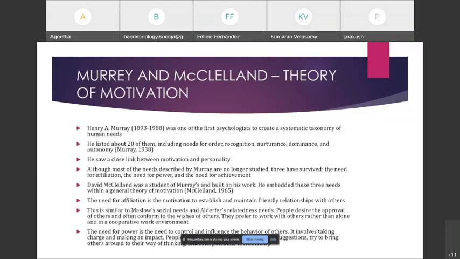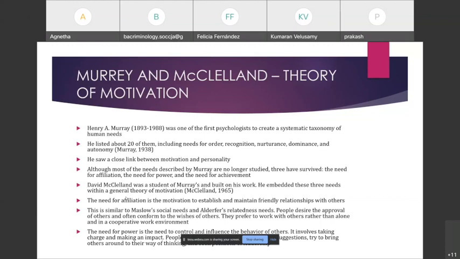Okay, so basically he said that most of the needs are no longer studied. Only three are being used at the moment in psychology. So out of those 20, only three of them are still there: the need for affiliation, the need for power, and the need for achievement. These are the main three of the needs which Murray had stated. Okay, so once Murray had finished his theory, there was McClelland. He was one of Murray's students, and he basically built on Murray's work. So these three needs, the need for affiliation, power, and achievement, he came up with a theory of motivation with these three needs.